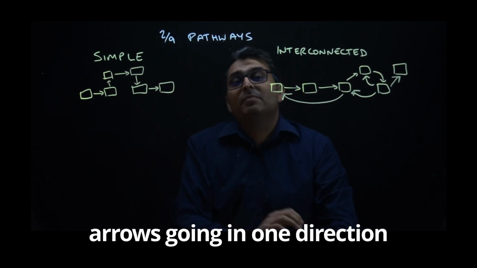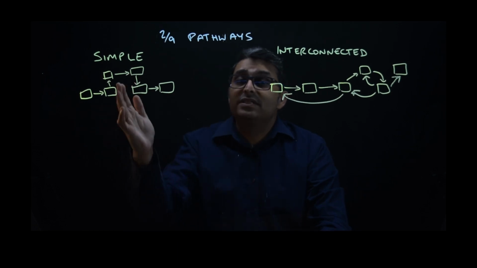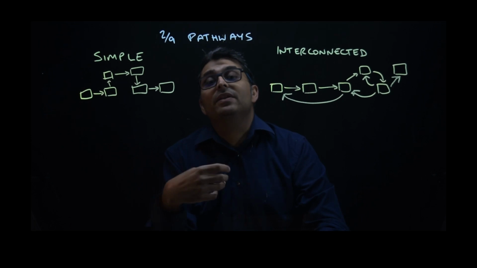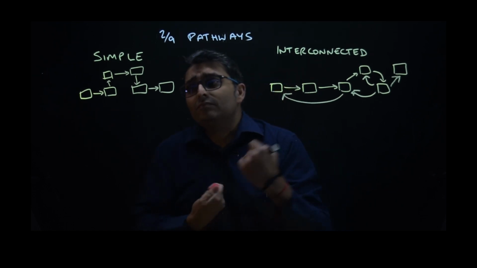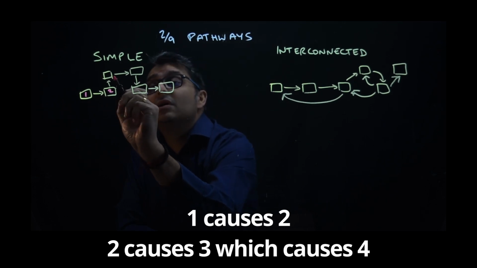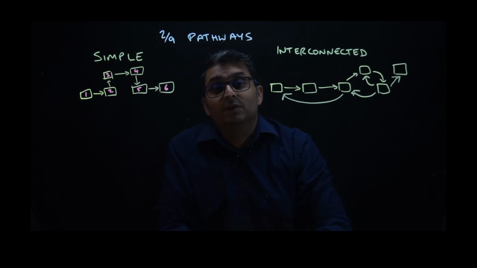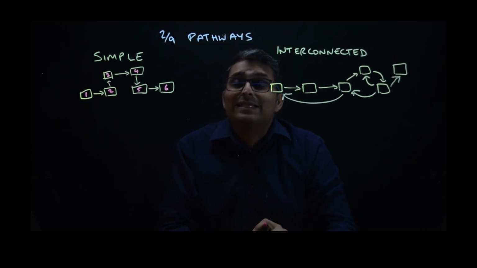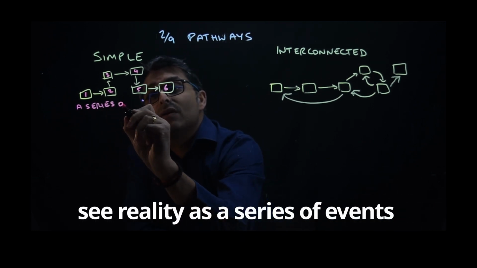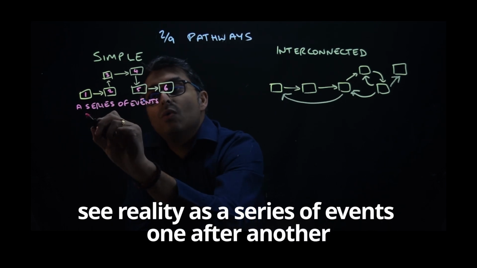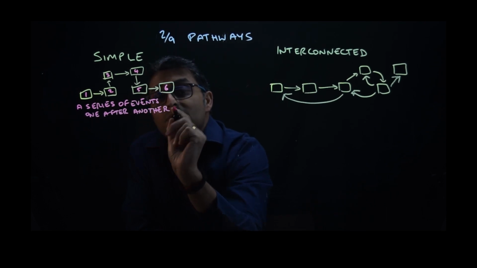The simple pathway is like following a recipe or a how-to guide, and it's essentially that one step follows another. Another way to think about this is in terms of cause and effect going in one direction, such as 1 causes 2, 2 causes 3, which causes 4, 4 causes 5, and 5 causes 6, as an example. And the thought process is that we see reality as a series of events, one after another. So that's the thought process.